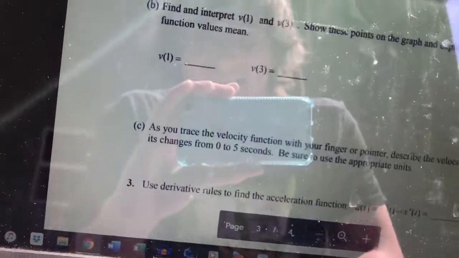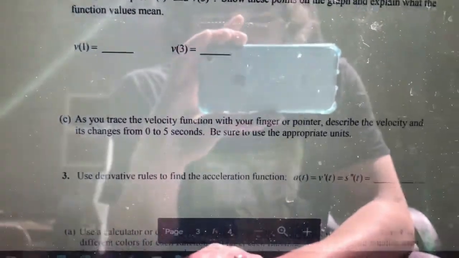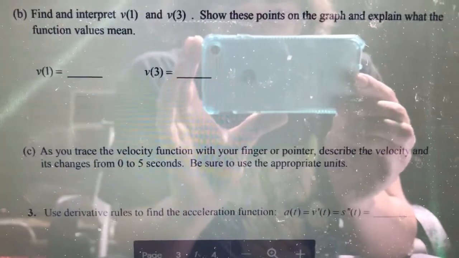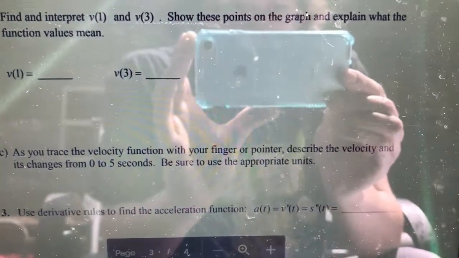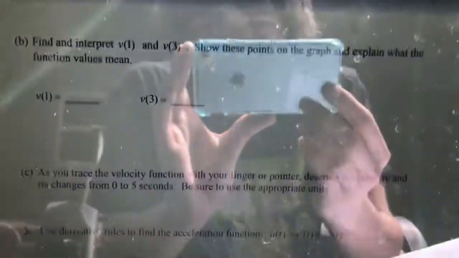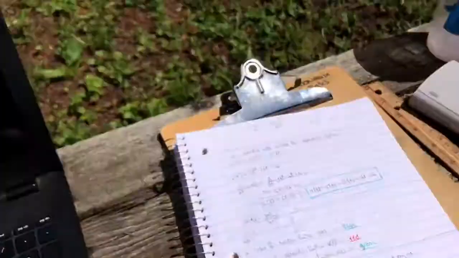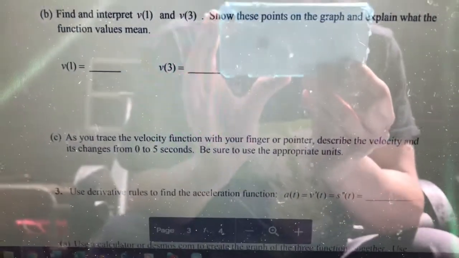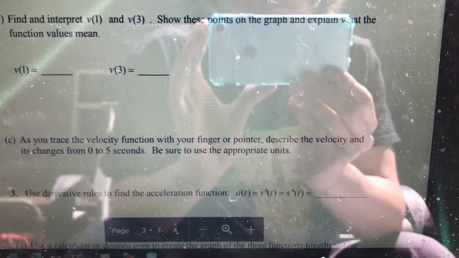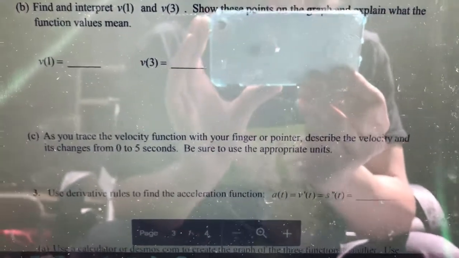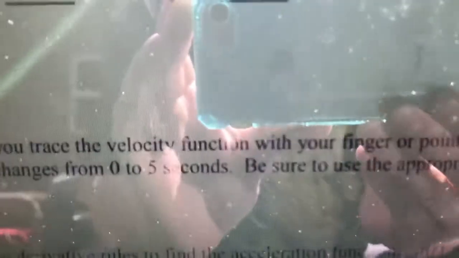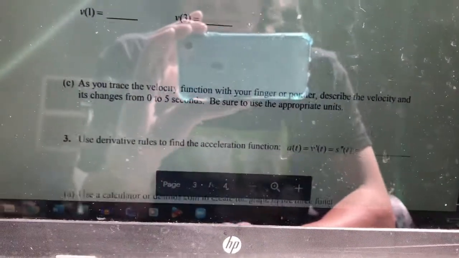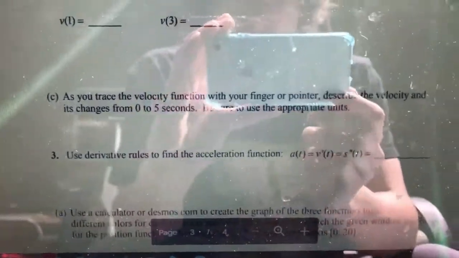Alright, so that's 2b. Now we have question C. As you trace the velocity function with your finger or pointer, describe the velocity and its changes from 0 to 5 hours. Be sure to use the appropriate units. I didn't hear a single thing I read, but that's fine.